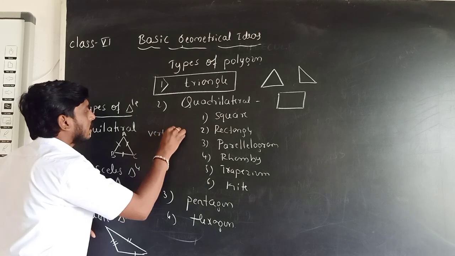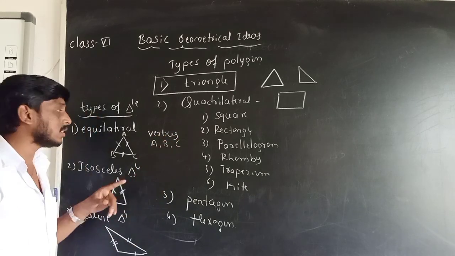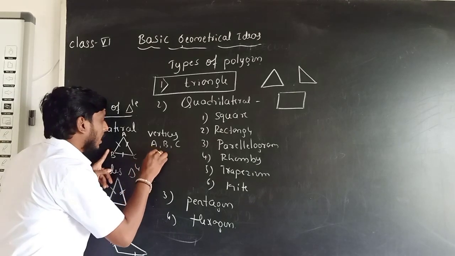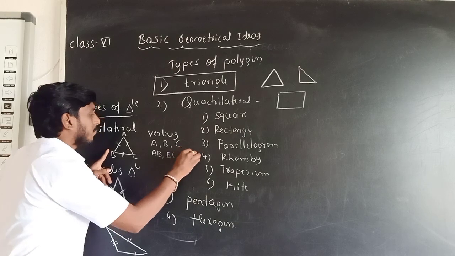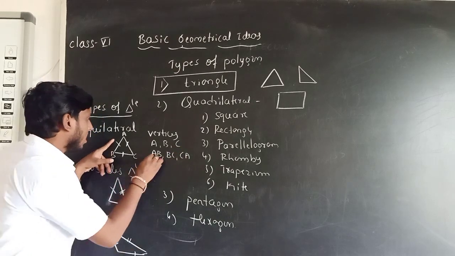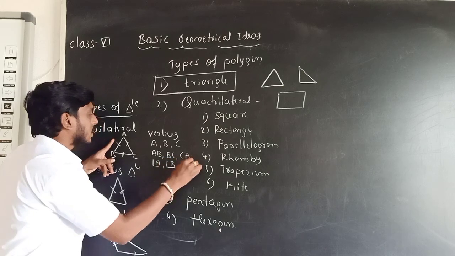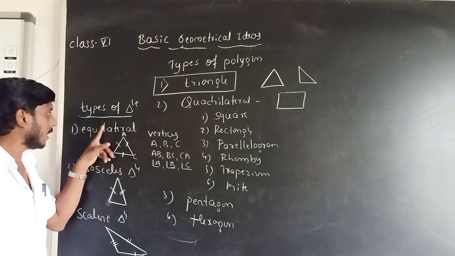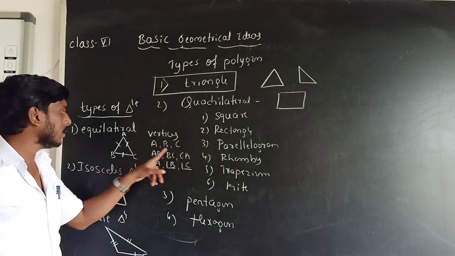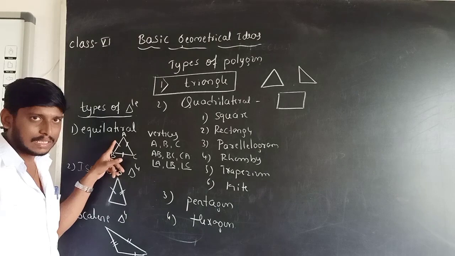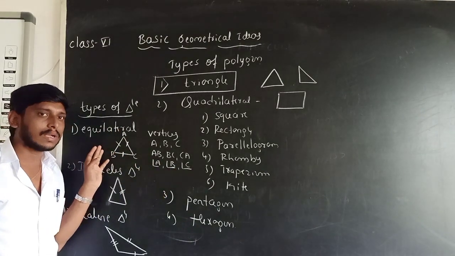Three vertices are there: A, B, C. And three sides are there. What are the sides? AB, BC, and CA. And three angles are there: angle A, angle B and angle C. These are the properties of triangle. Three vertices are there. Three line segments, and a line segment is nothing but a side. Three sides are there as well as three angles. Okay.